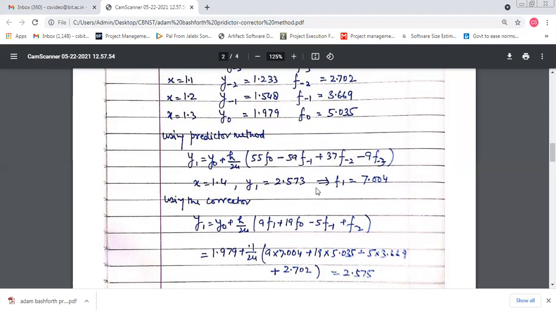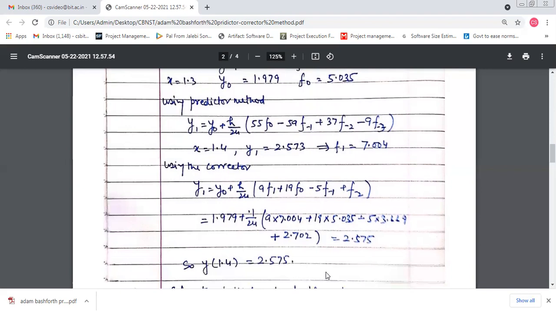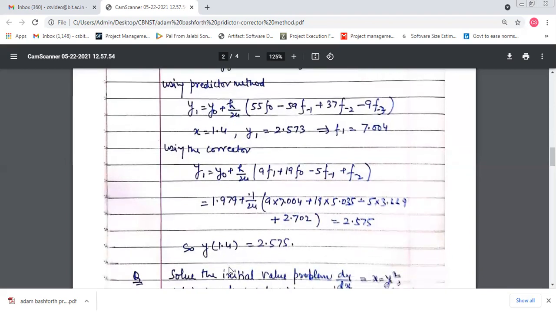So the predictor value of y1 is 2.573, and the corrector value of y1 is 2.575. These seem to be nearly equal. So this corrected value is considered to be the final value of y at 1.4.